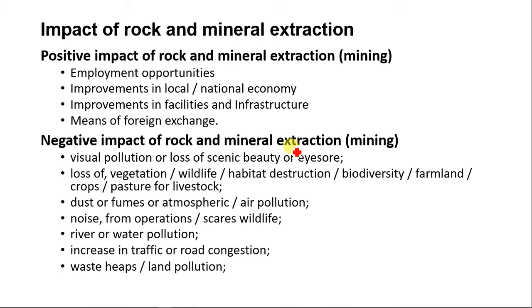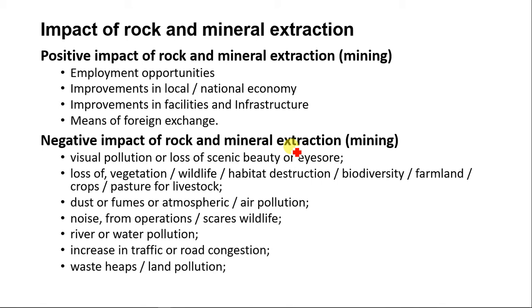Wildlife habitats will be destroyed, biodiversity of some plants and animals will be lost, farmland and crop production will decrease, and pasture for livestock will also decrease. This is an impact. Dust and fumes also lead to air pollution, from the dust and fumes from the machines used in the mining process. And the operation of these machines normally creates a lot of noise, so it leads to noise pollution, which scares wildlife.